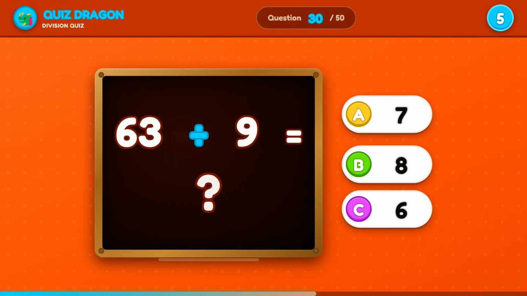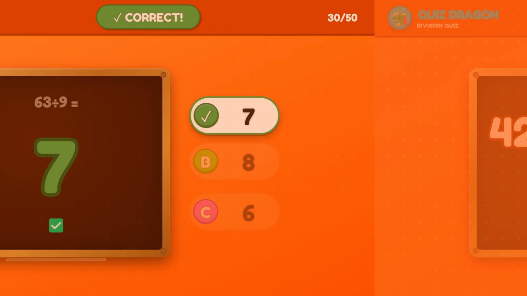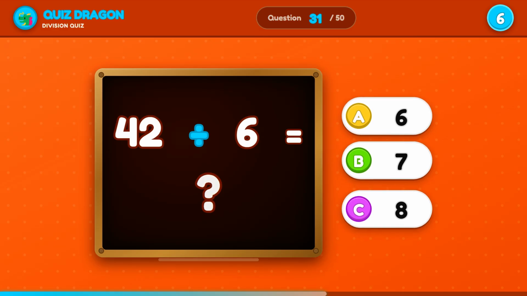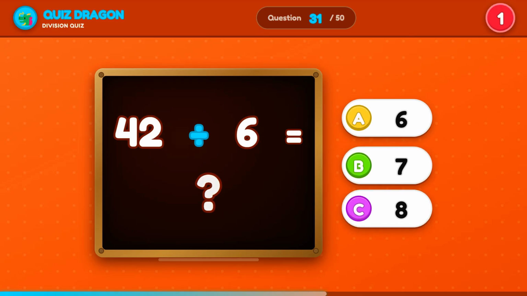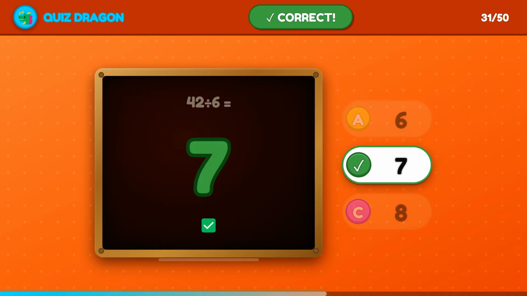Question 30. What is 63 divided by 9? The correct answer is A, 7. You are a genius. Question 31. What is 42 divided by 6? The correct answer is B, 7.